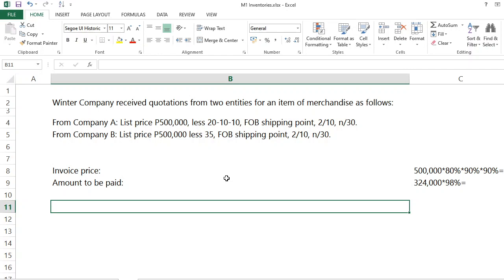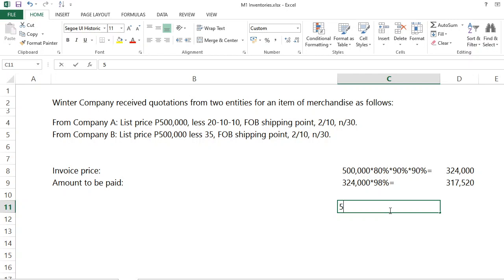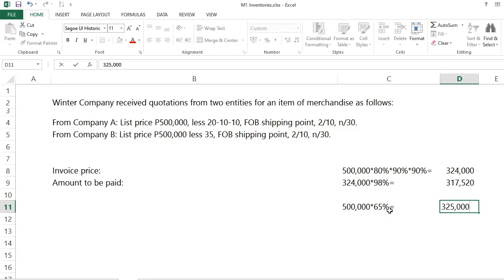Okay, applying the same strategy of computing your discount, invoice price, and the amount to be paid, let's apply it in company B. So we have still 500,000. Company B na ta ha, 500,000 times 35 daw. So 100 minus 35, so that's 65% lang na trade discount. And that would be 325,000. And then, the same 2%, so 325,000 times 98%. Therefore, the amount that you will pay is 318,500. Okay? It's the easier way of computing for your invoice price.